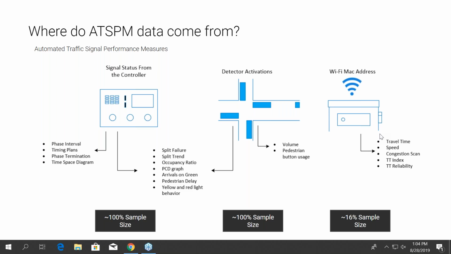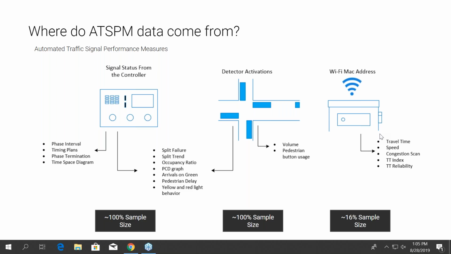We're going to do a brief introduction to the ATSPM data first, and then we're going to move into some brand new examples of how the ATSPM data help evaluate the performance of signalized intersections and corridors and improve their performance in real-world examples. So just to start off with, ATSPM is an acronym for Automated Traffic Signal Performance Measures.